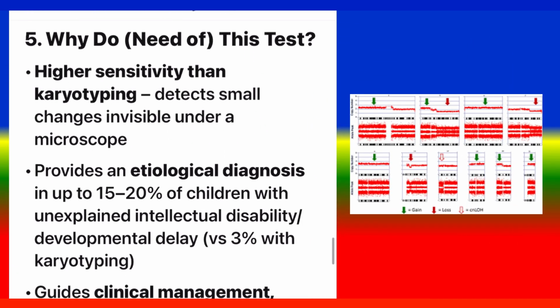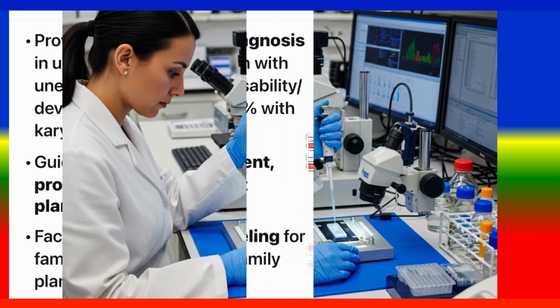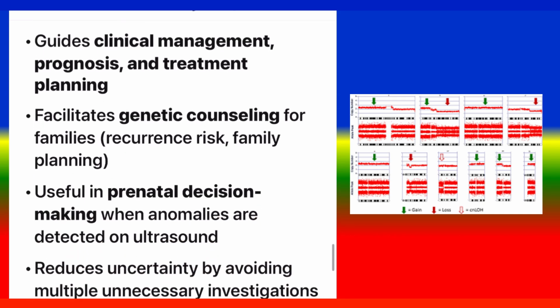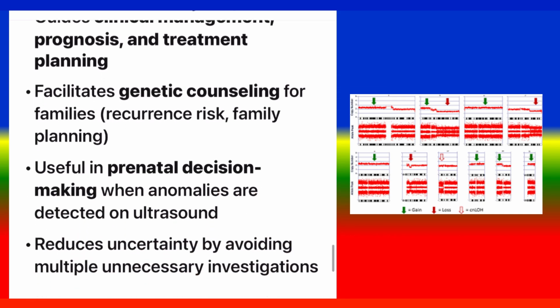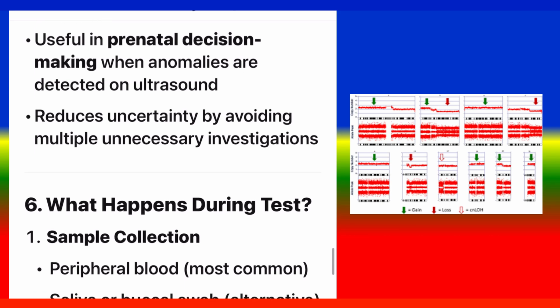5. Why do we need this test? Higher sensitivity than karyotyping, it detects small changes invisible under a microscope. It provides an etiological diagnosis in up to 15 to 20% of children with unexplained intellectual disability or developmental delay, versus 3% with karyotyping. It guides clinical management, prognosis, and treatment planning, facilitates genetic counseling for families, recurrence risk, and family planning, is useful in prenatal decision-making when anomalies are detected on ultrasound, and reduces uncertainty by avoiding multiple unnecessary investigations.